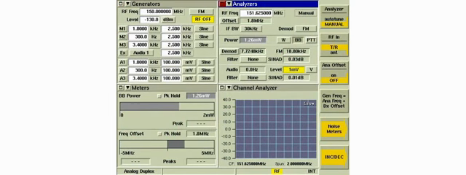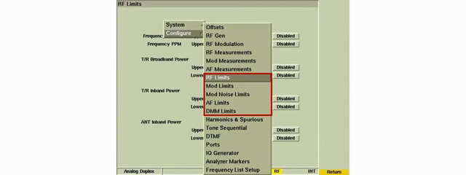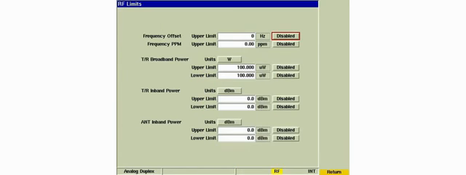Limits are set up using the configuration tiles. In the analog duplex system, there are 5 configuration tiles dedicated to setting up limits. The RF limits configuration tile is used to set up the limits for parametric RF measurements such as frequency and power.